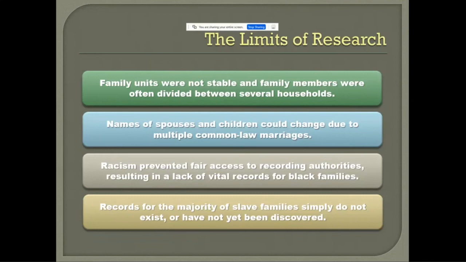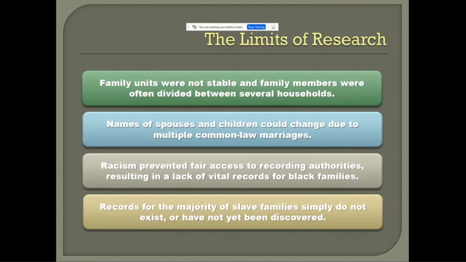Names of spouses and children could change due to multiple common law marriages. I was talking about that a minute ago. This woman changed her name a couple times. She has children by one guy and by another guy. And then some of them have her name and some of them have his name. And it's this complicated mess of trying to figure out who is whose child. Racism prevented fair access to recording authorities. So I have found, even with death records, which are supposed to be kept in Louisiana starting in about 1918, there's people way after that who died who don't have a death record. Either because somebody didn't know to tell somebody, or nobody cared.